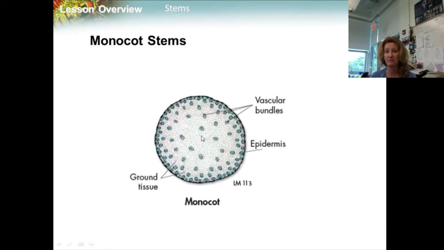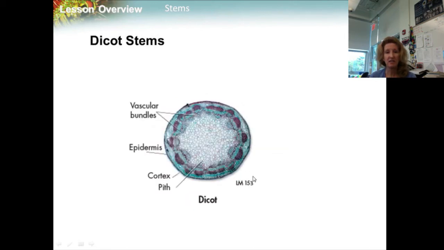parenchyma cells. The young dicot stems have vascular bundles that are generally arranged in a ring-like pattern, like we said, as shown in this cross-section right here. The parenchyma cells inside the ring of the vascular cells are known as pith, while those outside form the cortex of the stem. These tissue patterns become more complex as the plant grows, and the stem increases in diameter too.